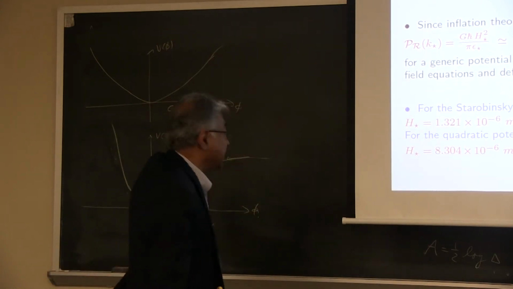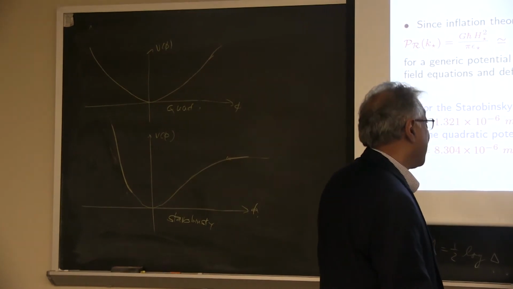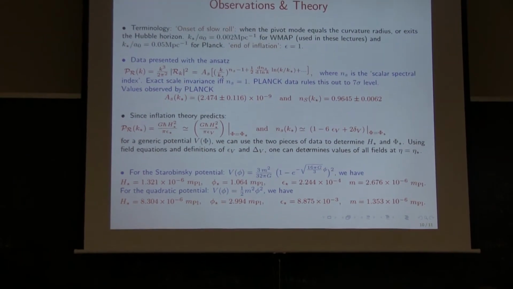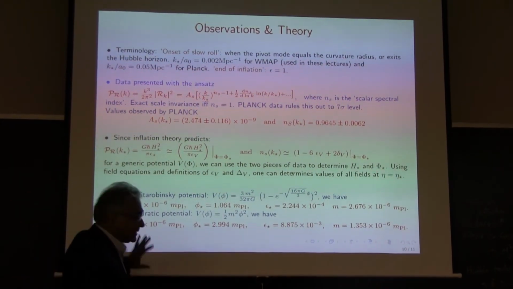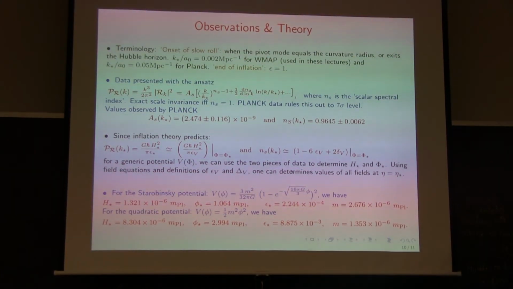So this potential is phenomenologically preferred because it predicts the scalar to the tensor ratio much smaller than the one for the quadratic potential. So the statement is here the following. I mean, this is all lightning. I'll put this on the website so you can go through these notes again in some detail.